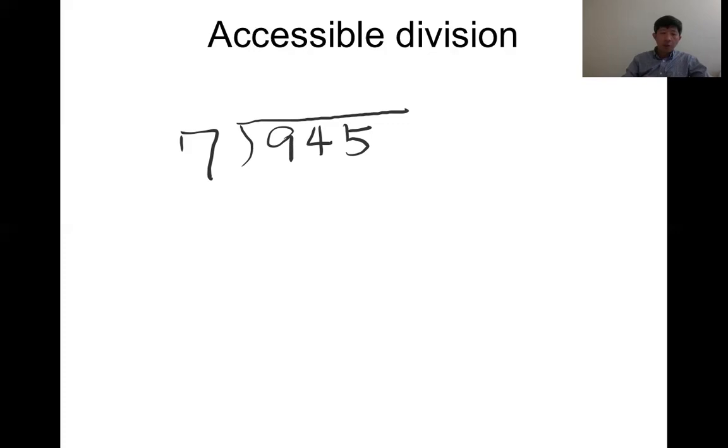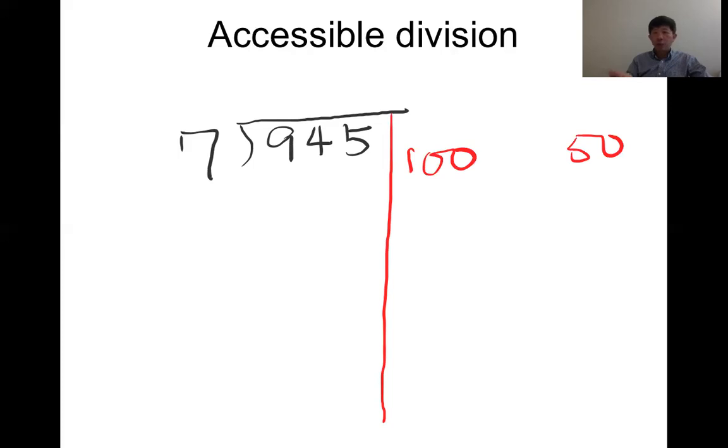Okay, so for accessible division, I take 7 times 100. Now you can fill in any number. You can do 50 to start with. You can do 80, but later I will show you if I fill in 50. So this time I'm going with 100, right? So fill in 100. So therefore, 7 times 100, which is 700.